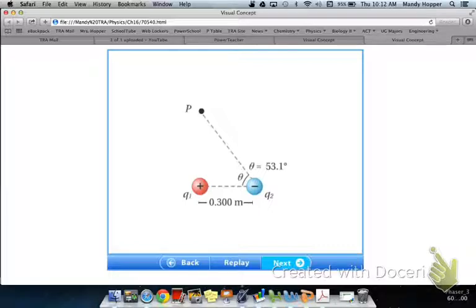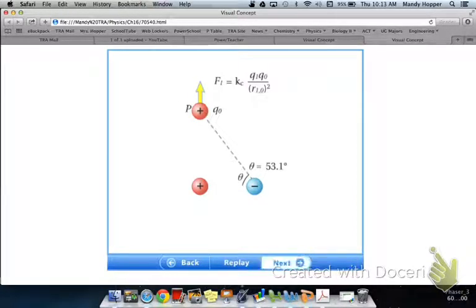Q1 and Q0 are both positive, so they repel each other. Since Q2 is negative, the force it exerts on Q0 is attractive. The strength of the electric field at point P produced by Q1 is the force divided by the charge Q0. The strength of the electric field produced by Q2 is found by an identical procedure. The forces on the test charge have been replaced by electric fields at a point in space.